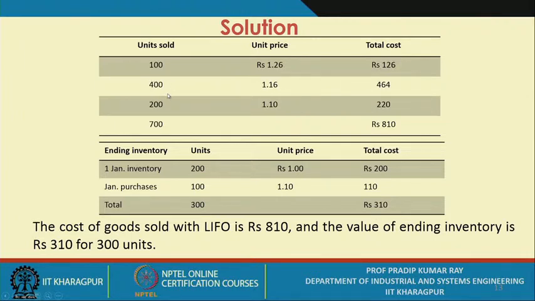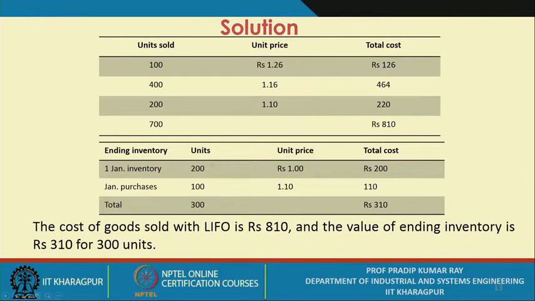Then the next amount is 400, and because you have consumed 700 units, that is why you are remaining with 300 units on 1st of April. So, the first stock, the latest one, is exhausted. Next you exhaust the next stock of 400 units, and the value is 464, and then the remaining amount is 200 units, because the total that you have consumed is 700. So, 100 units at the oldest price, that is 1.10, that is 220. That means the total value is 810.